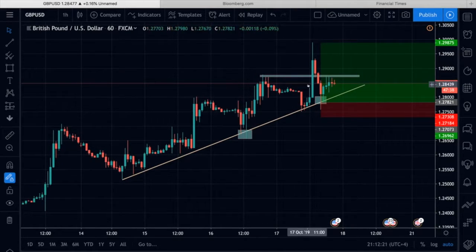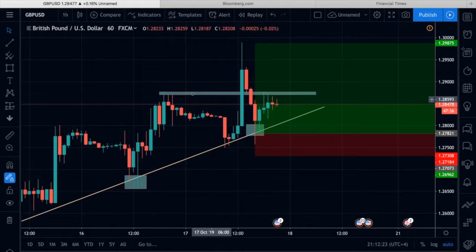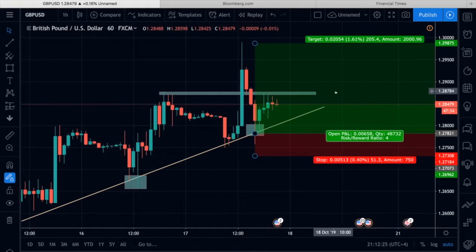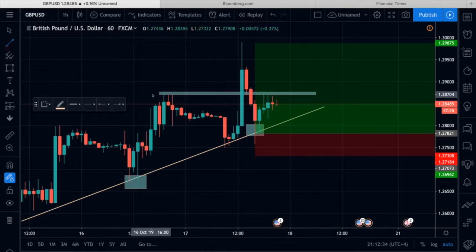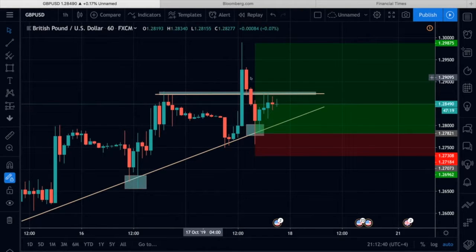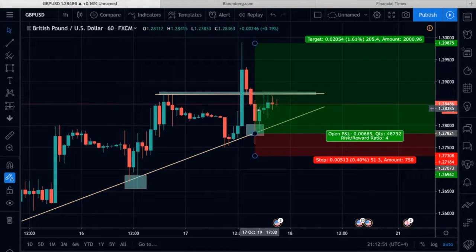For example, here, this is obviously 1.2878. This is the resistance here. You obviously see the resistance. How do people react to this number? How does the market react to this number? Easy. On H1, you can easily see the resistance here.